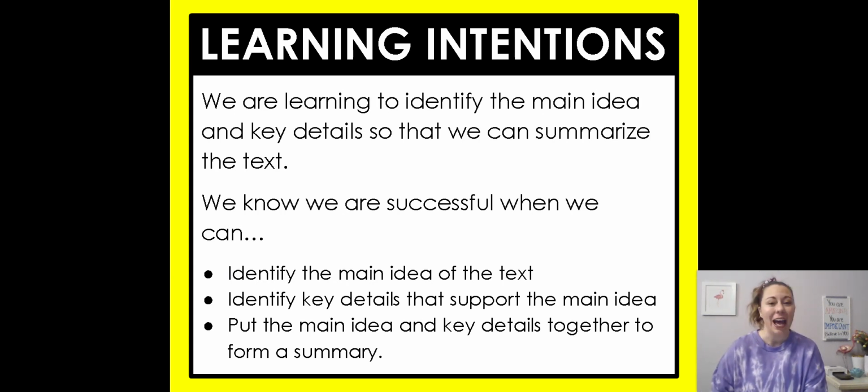Now, this is a skill that we haven't worked a ton on this year, so that's something we really need to pay attention to today. We know we're successful when we can identify the main idea of the text, which is something we've done a lot, as well as identify the key details that support the main idea. When we summarize, we put the main idea and the key details together to form a summary. That's the real big thing we're going to work on today.